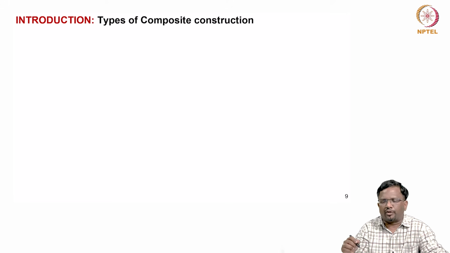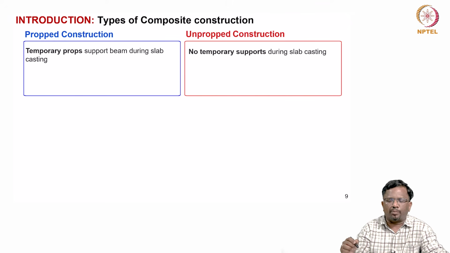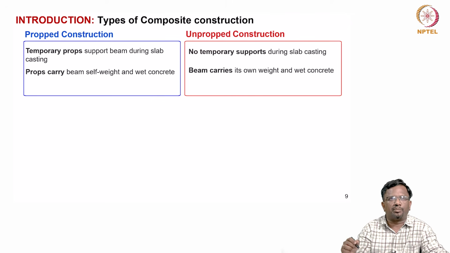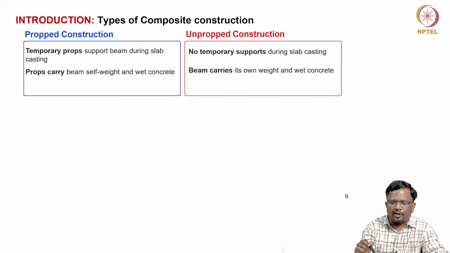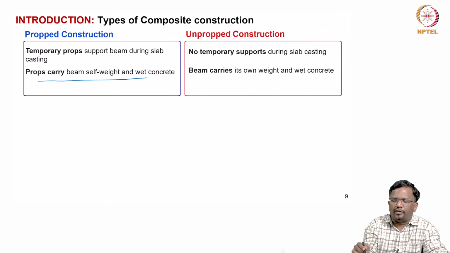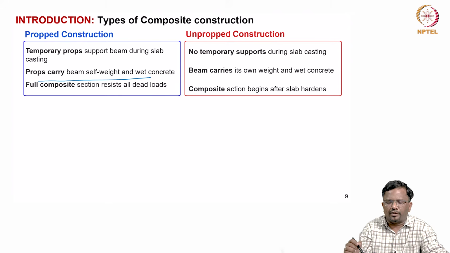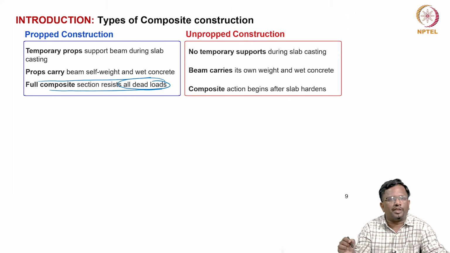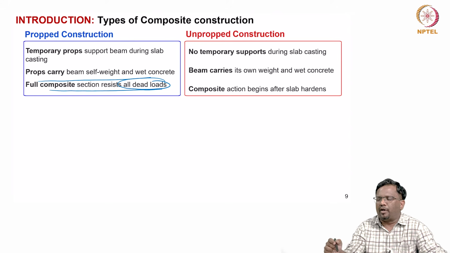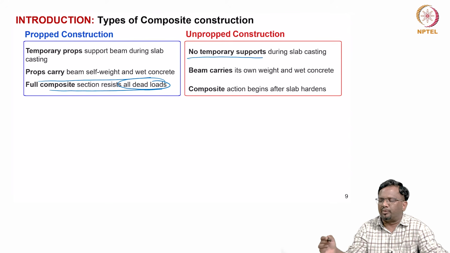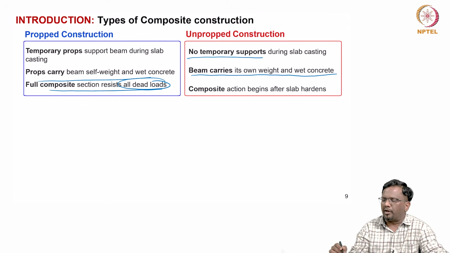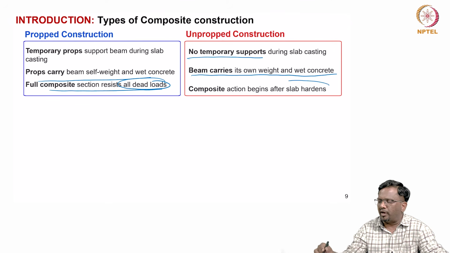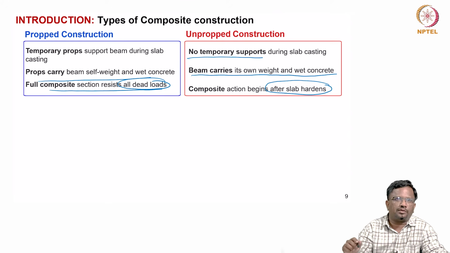Now, what are the types of composite construction? Again, in propped construction, temporary props, as we explained, support the beams during the slab casting. The props carry the beam self-weight and wet concrete, and the full composite section is going to resist all the dead loads. This is the key difference. In unpropped construction, no temporary supports exist while the slab is being cast, and the beam is going to carry its own weight and wet concrete, and composite action will begin only after the slab hardens.